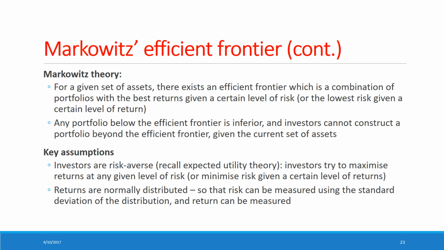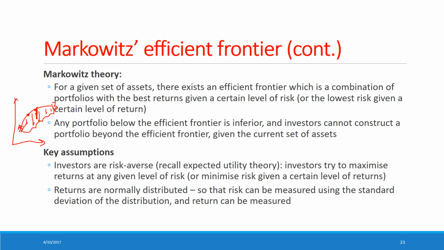So the theory says that for any given set of assets, there exists an efficient frontier, which is the combination of portfolios with the best returns given a certain level of risk, or the lowest risk given a certain level of returns, right? So if we look at the graph from before, we will see that this is the efficient frontier from point A to point B. We have also some portfolios that we can choose below this region, yeah? But we say that curve AB is the most efficient combination of portfolios, because for any point below this curve AB, we can always find a more efficient portfolio on curve AB, right?